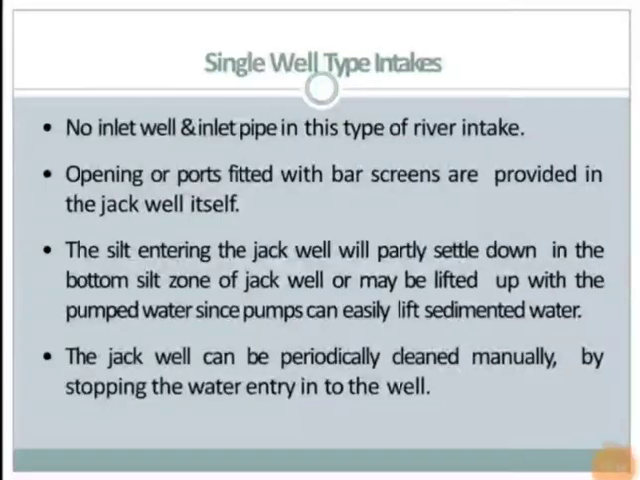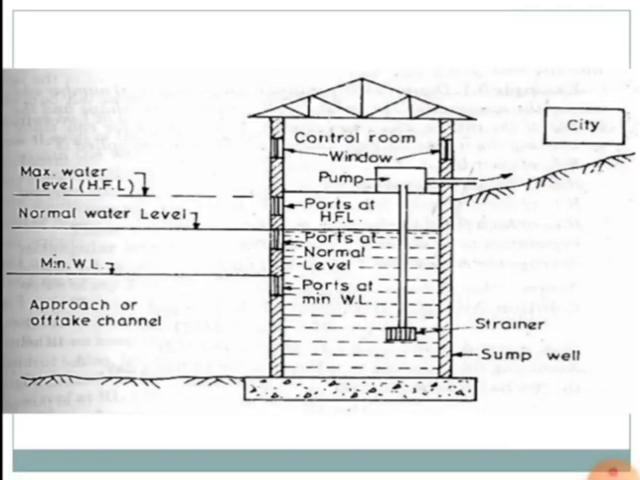Coming to the second type of intake, we call it a single well type intake. So what is a single well type intake? Here the figure shows a single well type intake. In this case, no inlet well and inlet pipe is there. We don't have an inlet well or an inlet pipe, and openings or ports are fitted with bars or screens, and that is provided in the jack well itself.